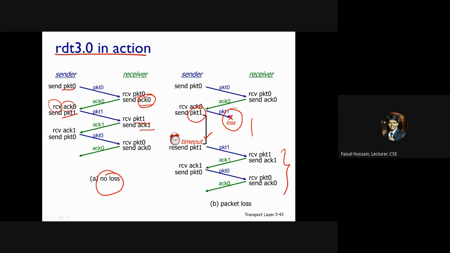So we see the problem that if the packet is lost, the sender has to wait for that reasonable amount of time, that is the timeout time, and it is hard coded into the protocol. So it is already decided.